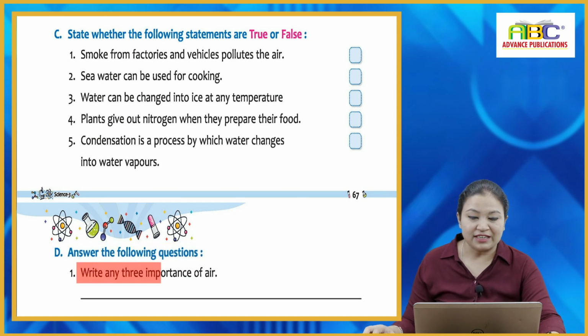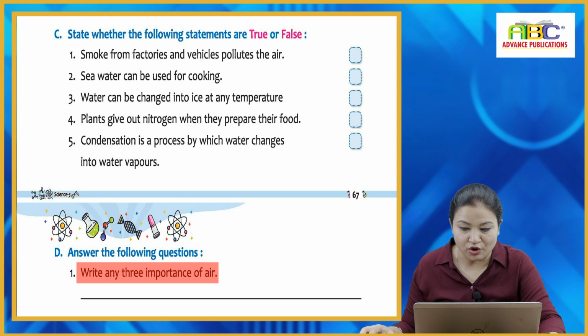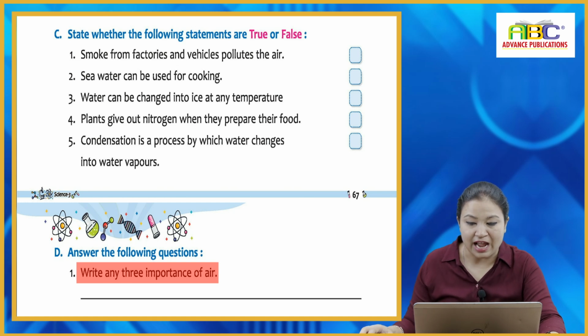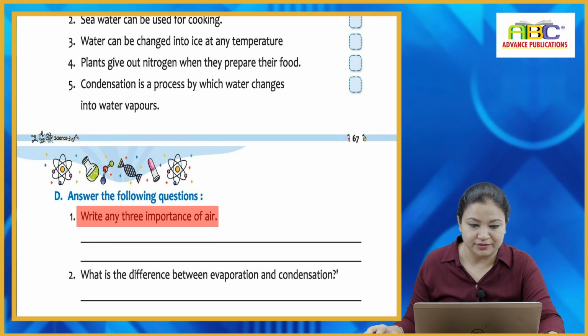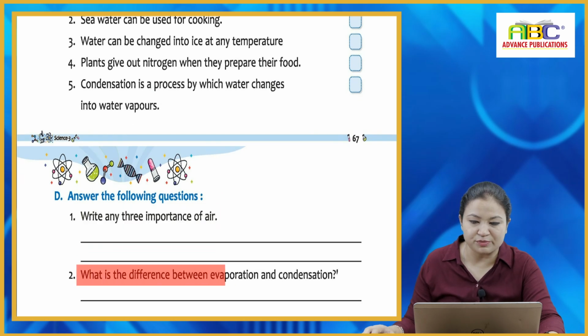First question is write any 3 importance of air. So you have to mention 3 importance of air. Both humans and animals require oxygen present in air. Second, what is the difference between evaporation and condensation?